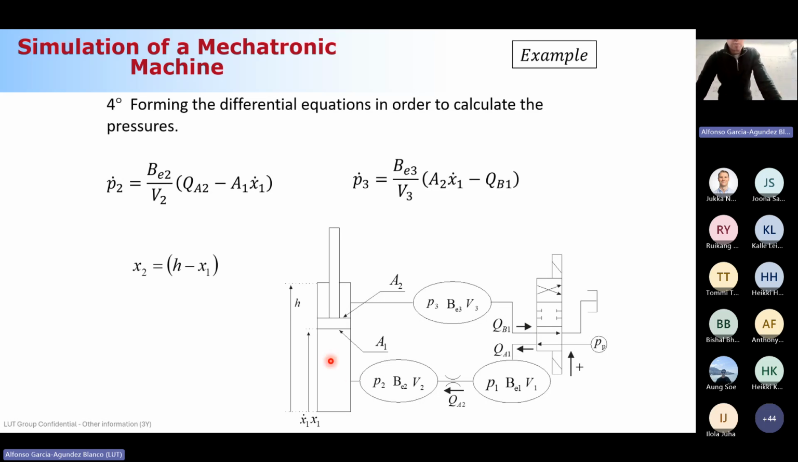For control volume 2, do I have an incoming flow rate? Incoming flow rate in control volume 2, which one is it? QA2, exactly, perfect, Johnny. So QA2 is the outcoming flow rate in control volume 1, but it's the incoming volumetric flow rate in control volume 2. It's coming from the throttle valve. So in the equation, I have P2 dot equal to the effective bulk modulus divided by V2, which I have computed before, times the incoming volumetric flow rate, which is entering.